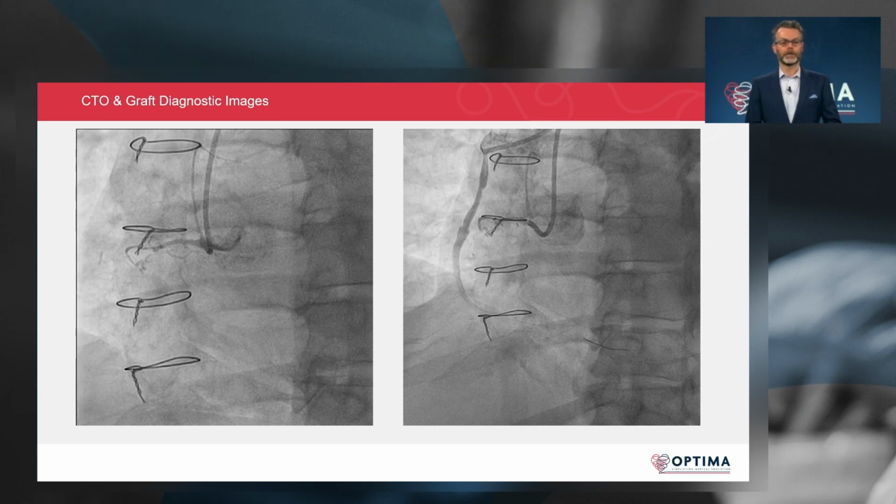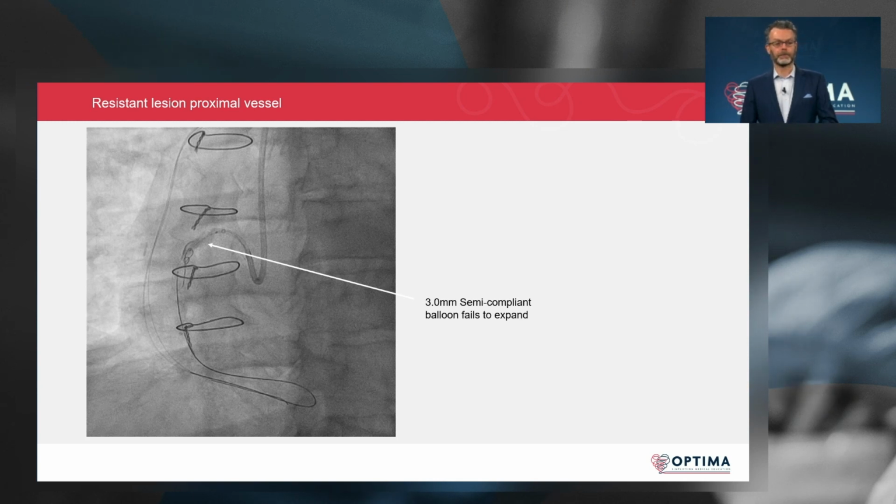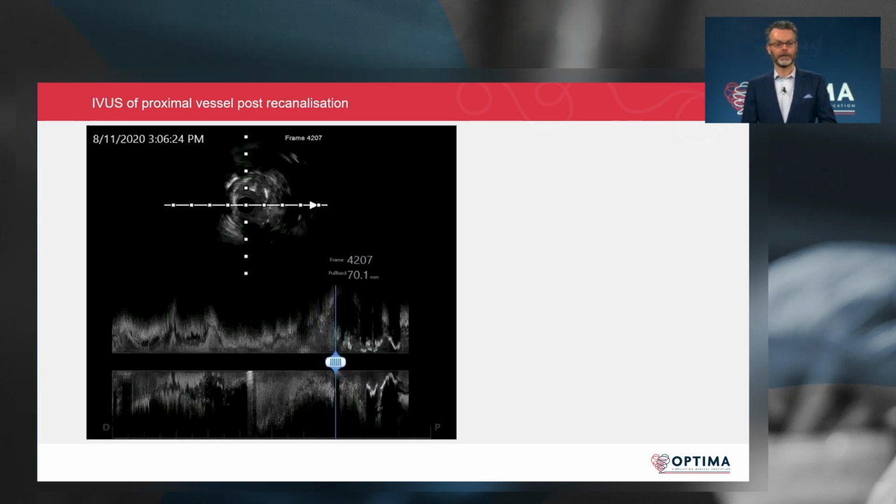If we go on to the still angiogram, this is before the recanalization procedure. You've got a chronic total occlusion of the right coronary artery, and you've got this diseased graft which inserts into the PDA branch of the right coronary artery. As explained before, we've recanalized this vessel through a retrograde approach. There's a microcatheter that goes down the vein graft and back up the right coronary artery. And you can see this semi-compliant balloon at that precise area of angiographic calcium failing to expand adequately. And here's the intravascular ultrasound from the proximal part of the vessel.